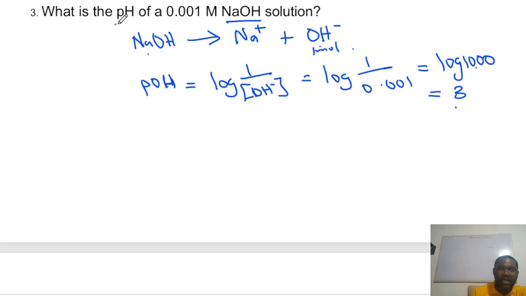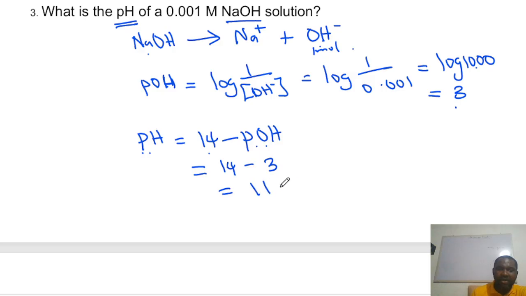Now, but the question asks for pH, not pOH. So I can go ahead and find pH. pH is 14 minus pOH. So that's the relationship between pH and pOH. When you add pH and pOH, you get 14. So subtracting the value, this is going to be 14 minus the pOH to get the pH of the sodium hydroxide solution.